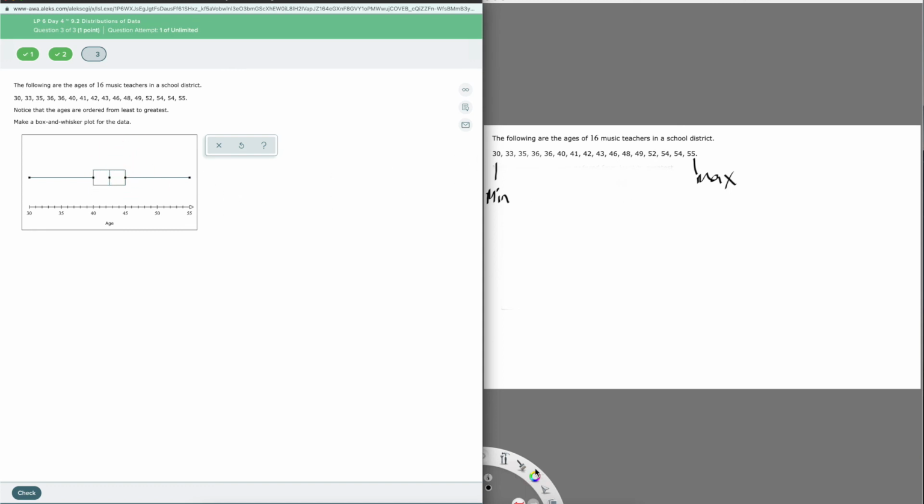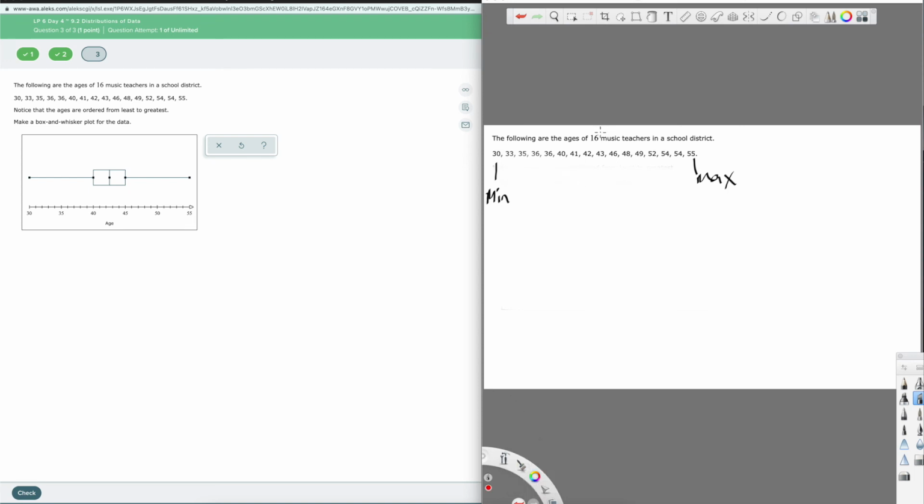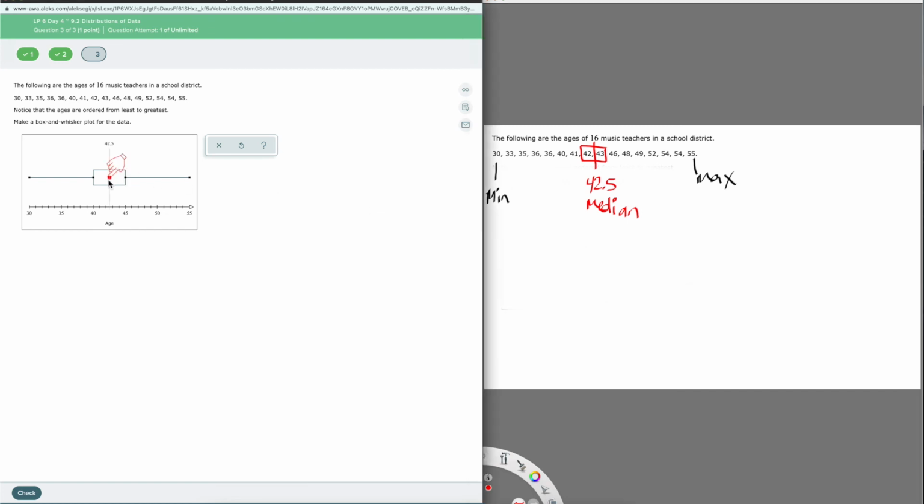So now I need my median. Remember, that's the middle. So if I have 16 music teachers, that means that it's going to divide into 2 equal halves. 1, 2, 3, 4, 5, 6, 7, 8. So I have 8. And if I count on the side, 1, 2, 3, 4, 5, 6, 7, 8. I need to add these guys together. So 42 plus 43 and then divide by 2. So that's going to be 42.5 because I know it's going to have a 0.5 on it. So this is my median. This is my middle. So I can take this guy and I'm going to say, oh, look at that. It already is on 42.5. I don't even need to move that. That was just a lucky by chance where they put it.